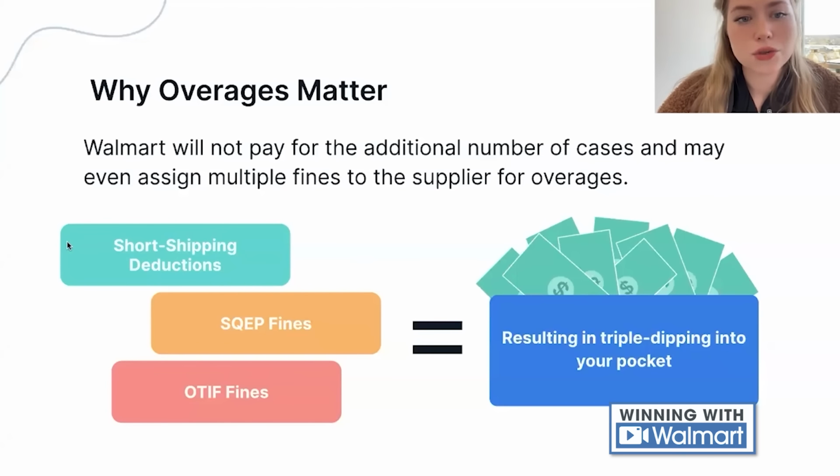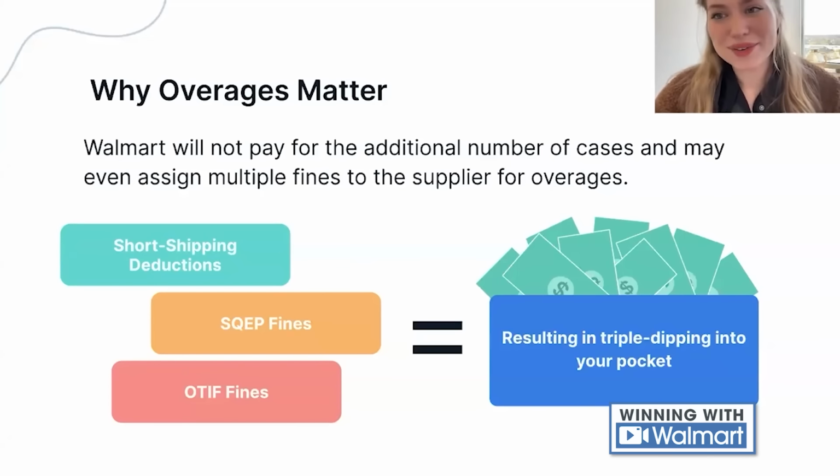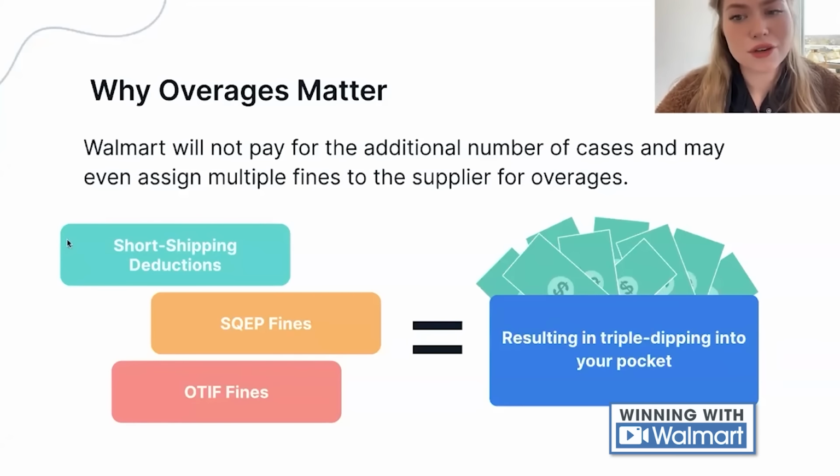So as we've talked about, short shipping deductions, SQEP fines, and OTIF fines can be triple dipping into your pocket. The really annoying and difficult thing for suppliers, and I'm sure most of you are working in accounting or some regard to finance or maybe supply chain if you're on this webinar, is that this means triple work for you. It's not even just triple fines, it's triple work because all of these systems are different. You have to dispute each of these individually, which can cause a lot of work to go and prove over and over again that this might be an error in order to get your money back.